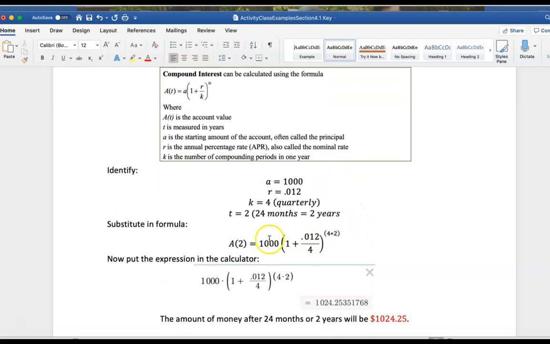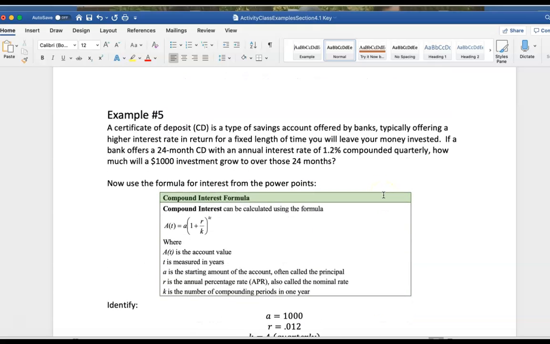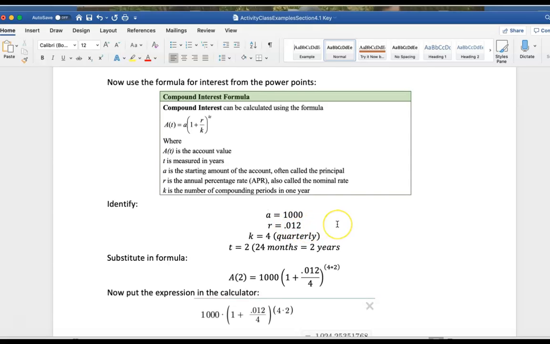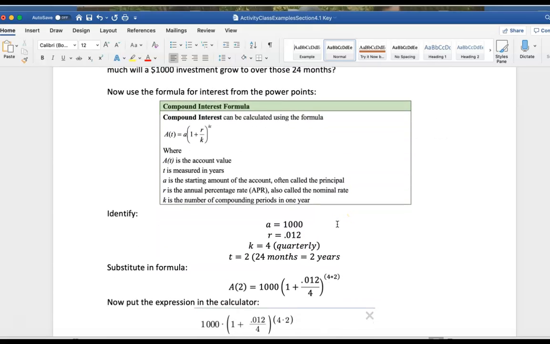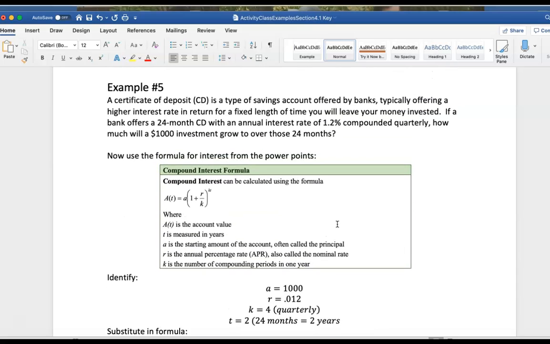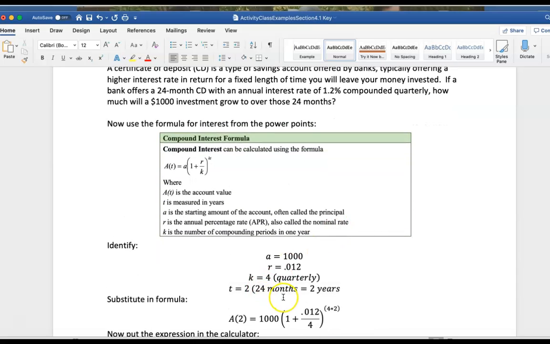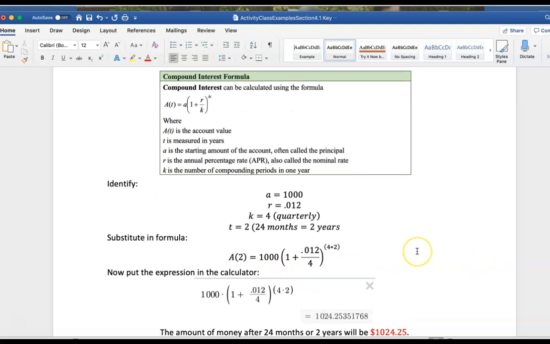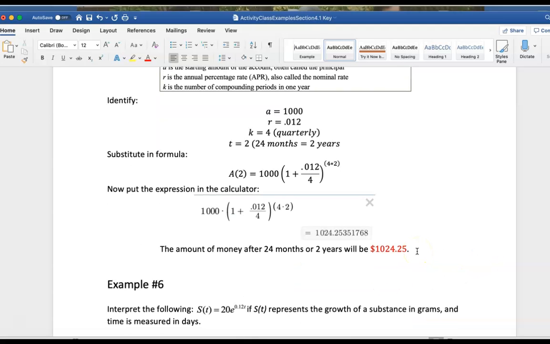You identify it. A is equal to 1,000. Your rate was 1.2%, so that's 0.012. It said quarterly, that's 4, and the time is 2, because it said 24 months, which is 2 years. So you sub in, then you go to your calculator, and you find that it is 1,024.25. And that's just your answer.